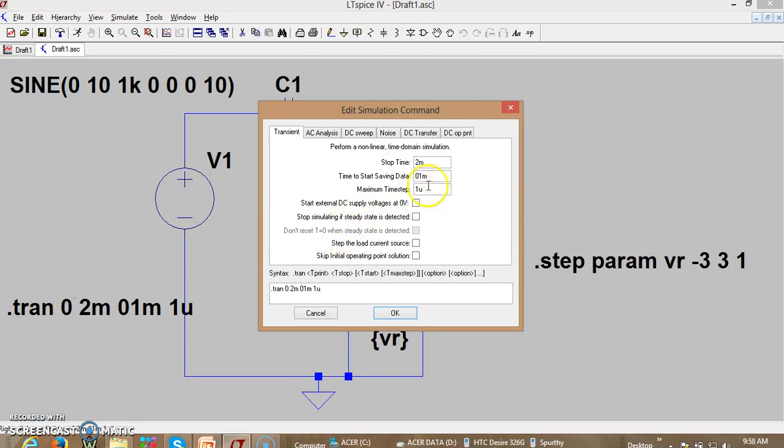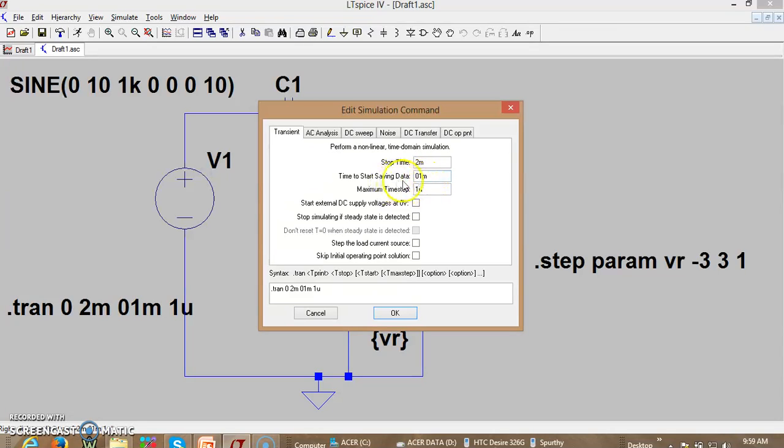So I have just simulated for only 2 cycles, but I am seeing it from after 1 cycle, after 1 millisecond, meaning that I am already in the steady state. I am not seeing from t equal to 0, meaning that capacitor charging will not be seen now. So whatever capacitor voltage we are seeing will be the steady state voltage. Now the capacitor has already stabilized in its voltage. So that's the meaning of time to start saving the data.